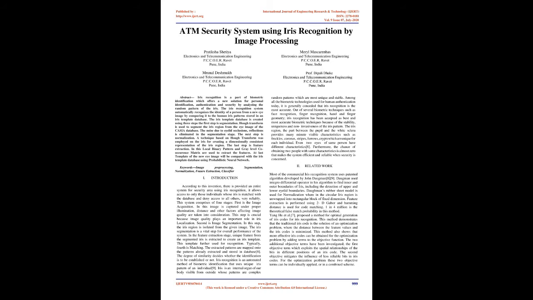The iris recognition system automatically recognizes the identity of a person from a new eye image by comparing it to the human iris pattern stored in an iris template database. The iris template database is created using 3 steps.